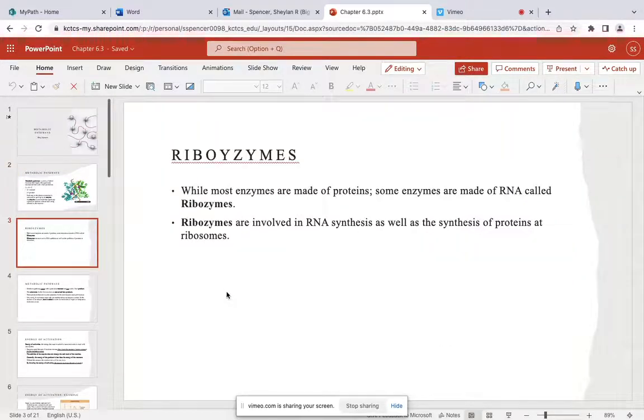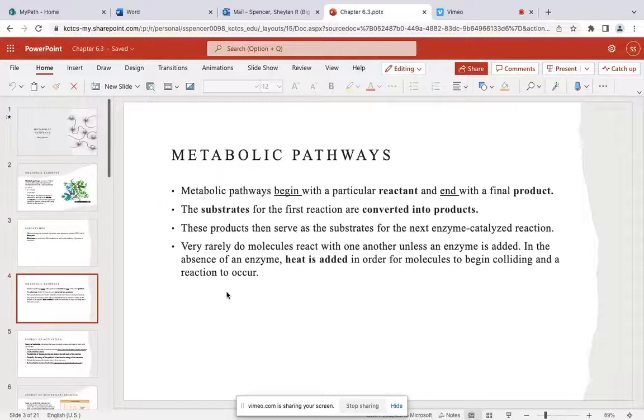Some enzymes are made up of RNA, called ribozymes. They're involved in RNA synthesis, and we know that RNA synthesis is responsible for the production of proteins. Generally, just knowing this definition is important. Nothing really else to say here.